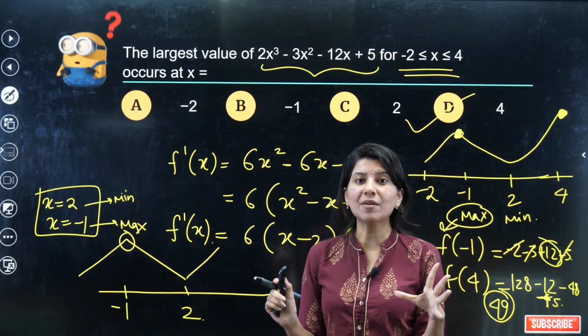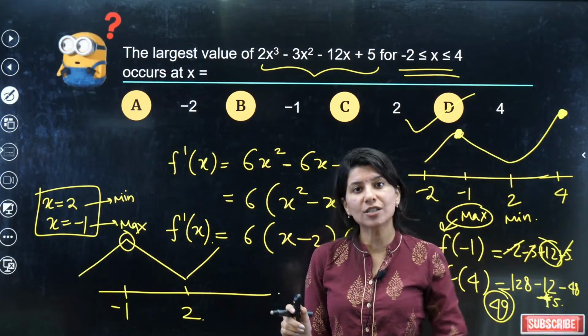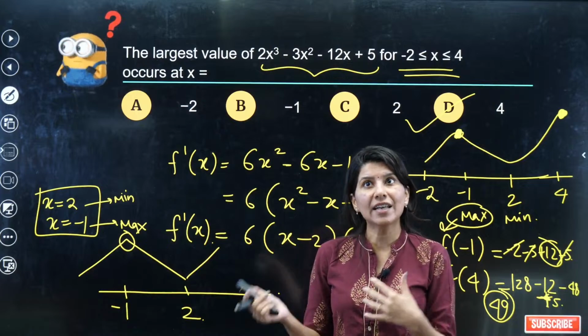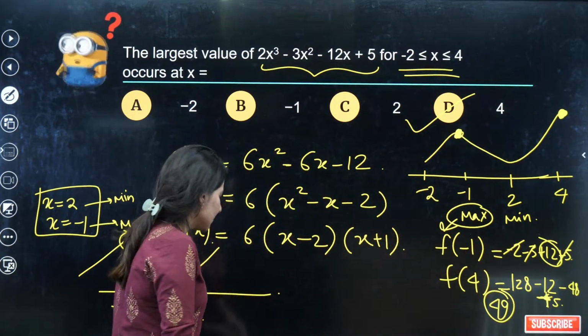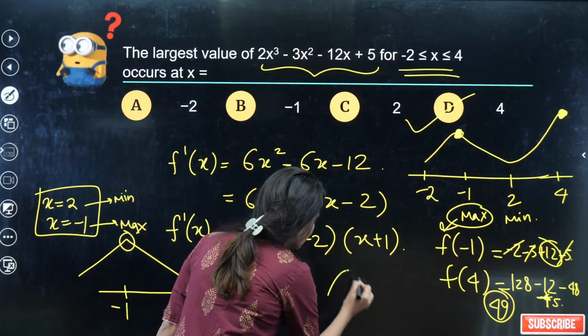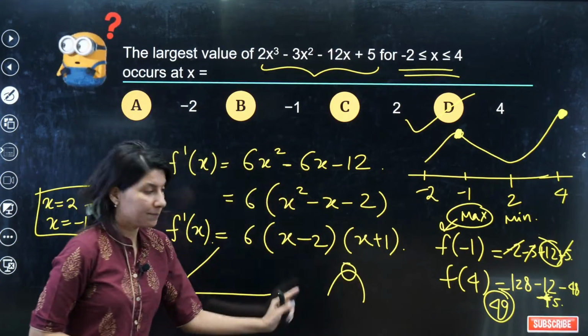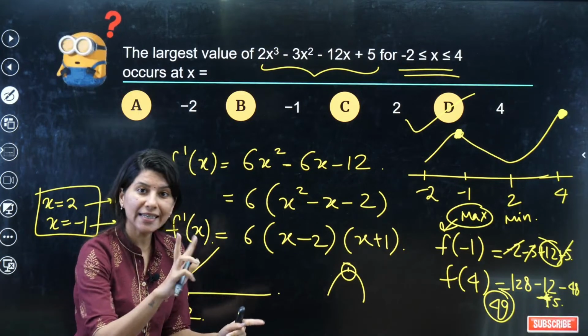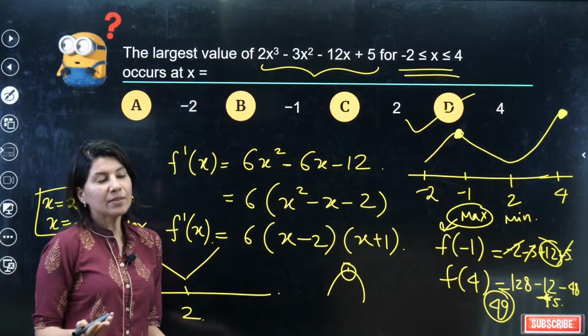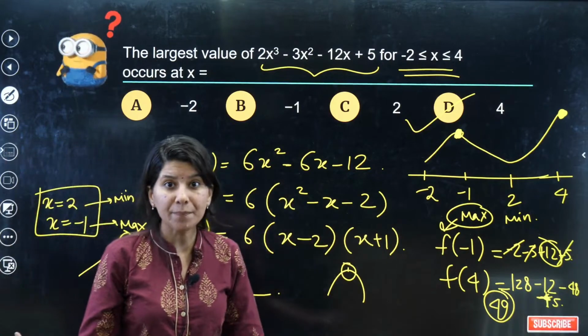So global maximum value is the largest value of the function, whereas local maximum is nothing but this particular type, this type. This is your local maximum. When you get this type, this is your local maximum. Locally it is bigger.